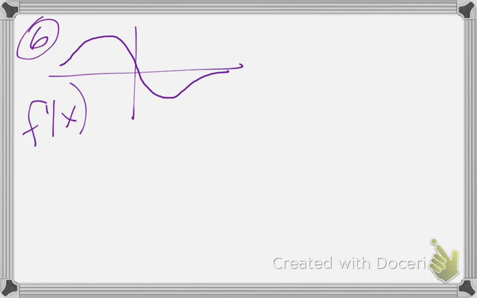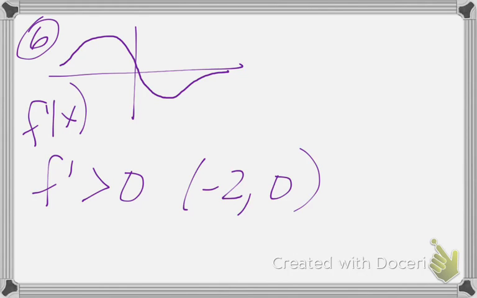Okay, so before I even look at the question, so as not to confuse you, here's what I know. The derivative, so f prime, is positive. That means it's above the x-axis from negative 2 until it gets to 0. And then f prime is less than 0, meaning this whole graph here is below the x-axis from 0 until 3.